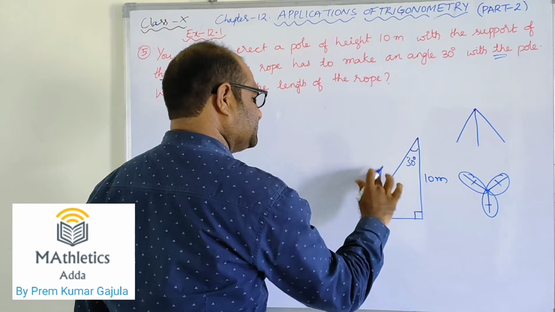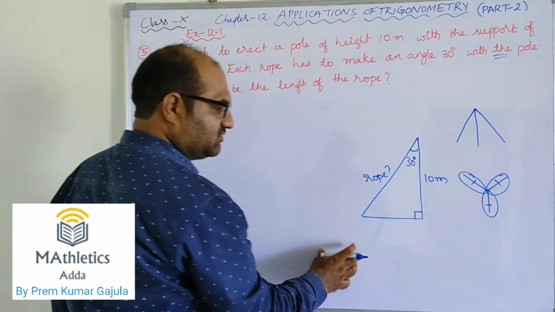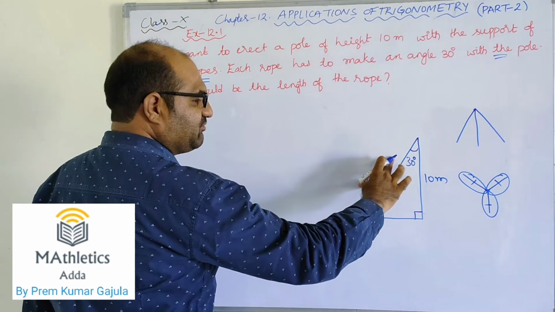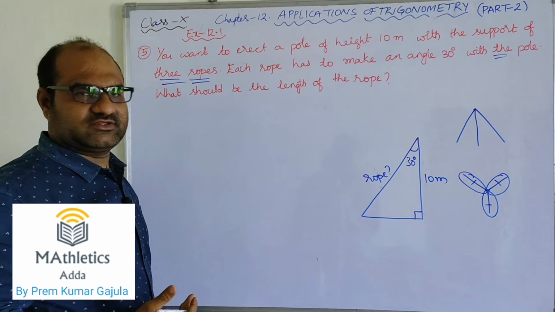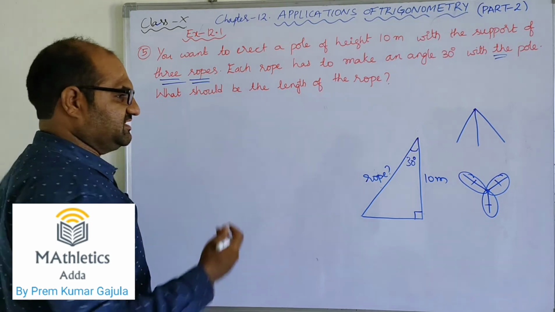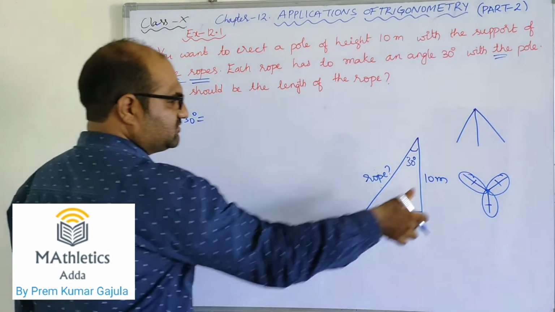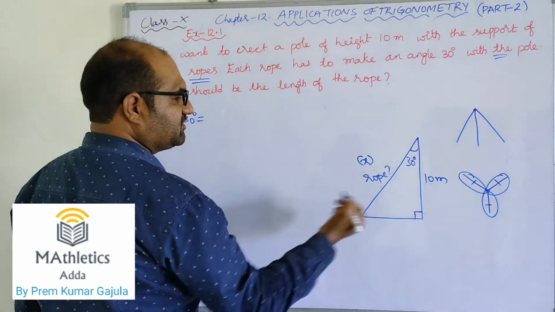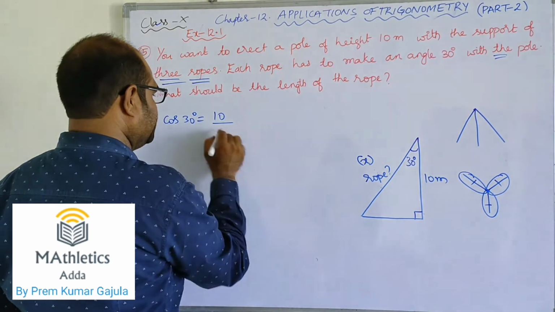So what should be the length of the rope? We first have to find this. So this is the rope. But do we have the rope value? No. Do we have this value? No. So we have to use this and this. This is the hypotenuse and this is the adjacent. So what is the trigonometric ratio that we have to apply here to use the combination of adjacent side and hypotenuse? Cos. Yeah, very good. So I am applying cos here. Cos 30 degrees is equal to 10 by rope. I am taking the length of the rope as x. So you will get adjacent 10 by hypotenuse x.